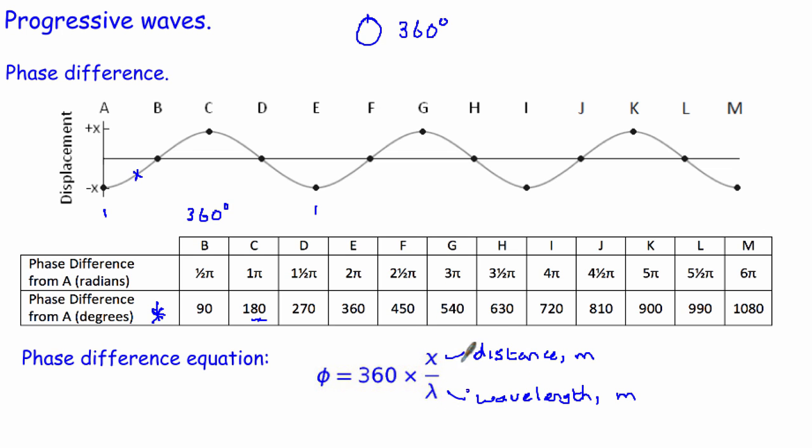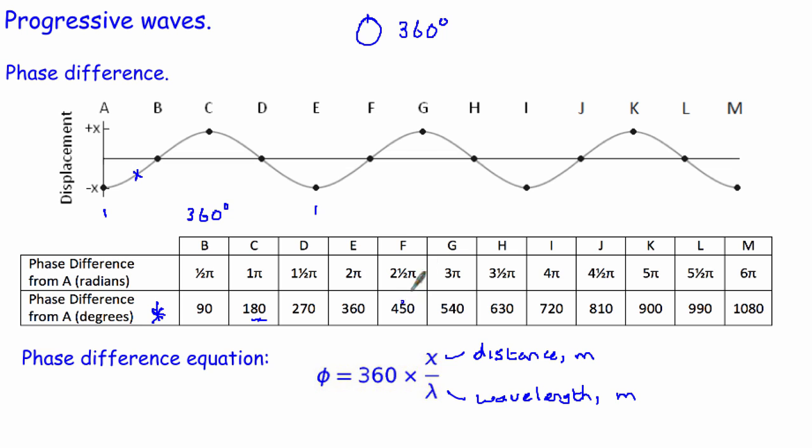So it gives us the fraction, if you like, of how far we've had to move along this wave. And then if we multiply that through by 360 degrees, it tells us essentially how many degrees out of phase with each other these things are. And if you use this equation for any of these things here, you'll get exactly the right numbers that's in this particular table.